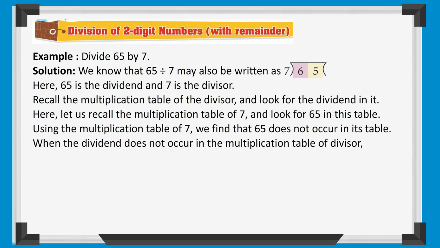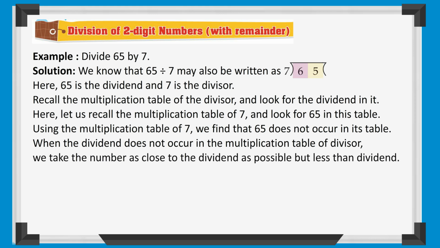When the dividend does not occur in the multiplication table of the divisor, we take the number as close to the dividend as possible but less than the dividend. So here, we take 9 times 7 equals 63.